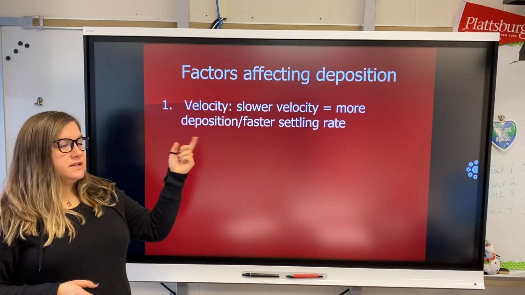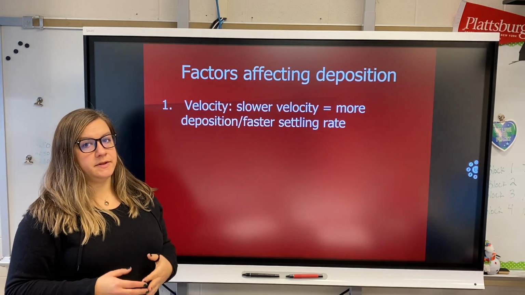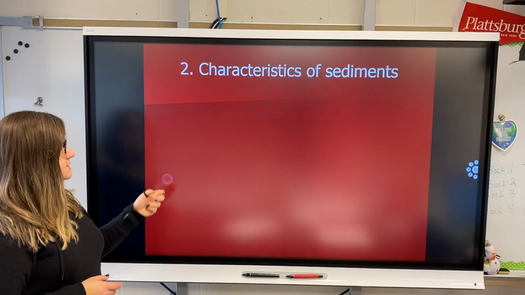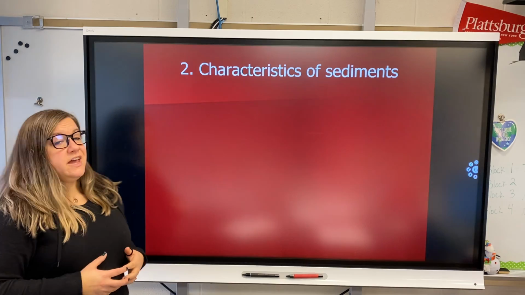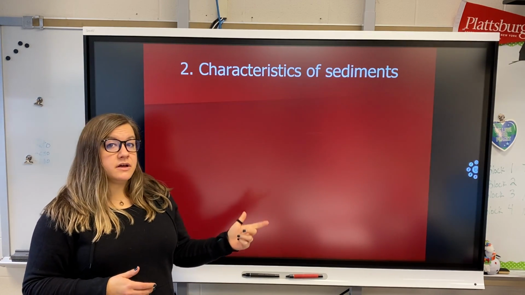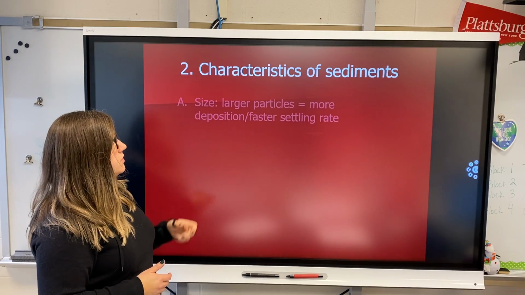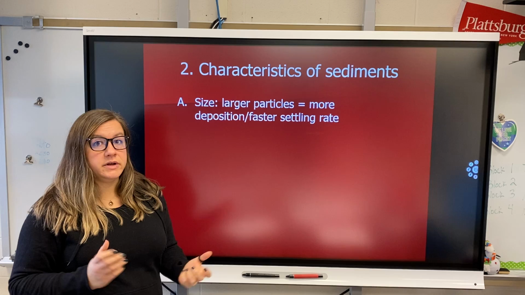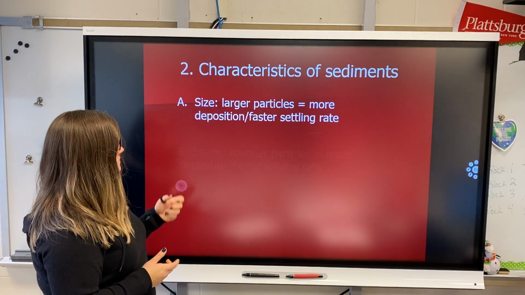So the slower it is, the more deposition that's going to happen. Slower water moves, it's not going to move as much. It's going to put those sediments down. So the characteristics of these sediments, I said it when we talked about erosion, now we're going to talk about it with deposition. It's very important to know the characteristics of these sediments, that the larger the particles, they're going to get dropped down faster.